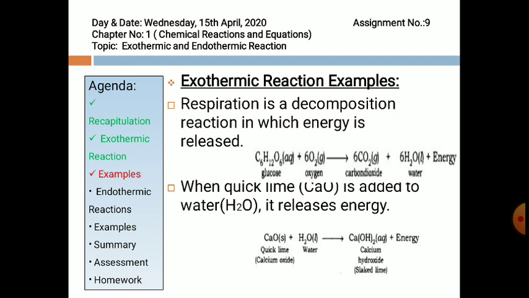When quicklime CaO is added to water H2O, it releases energy. CaO, quicklime, plus H2O, water, they both combine to produce calcium hydroxide, Ca(OH)2, plus a lot of heat energy is evolved, given out in this process.